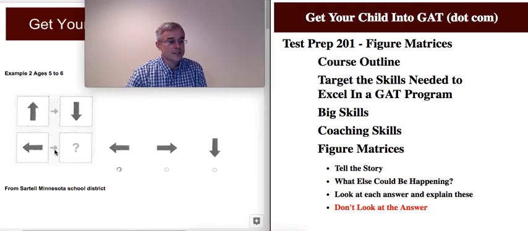This first simple example is from the Sartell, Minnesota School District. This school district published a document showing the different types of test questions and introducing the parents and their children in the hopes that everybody would be on the same level playing field and get those 4 points. So let's see if we can figure out the story.